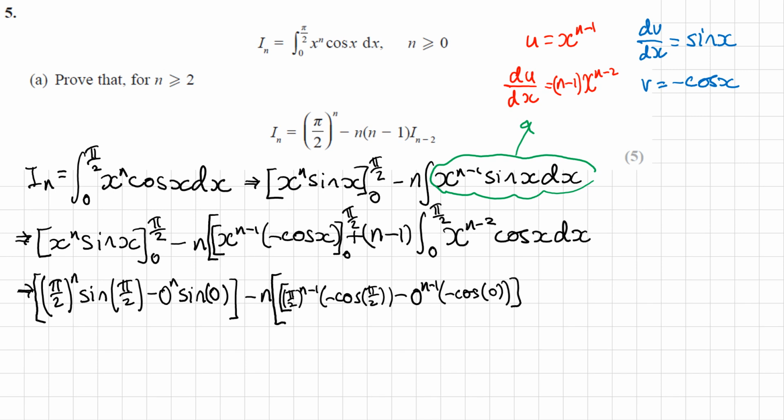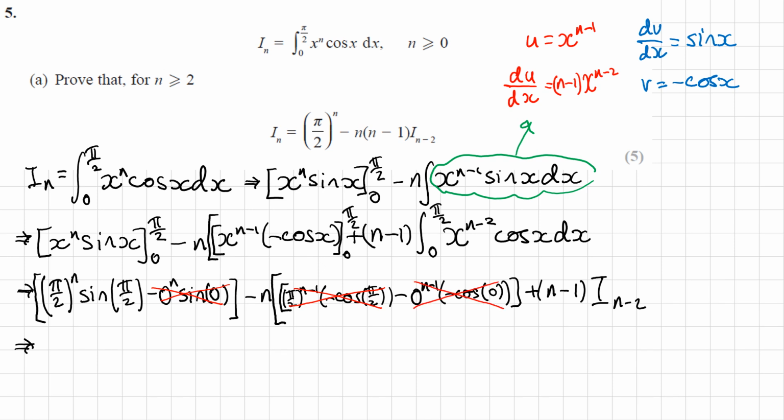So that's that first bit done, and then plus n minus 1, and then all of this part here can be changed to I sub n minus 2, because this bit is the same as what we started with, but instead of n we've got n minus 2. Okay, so for the things that are 0, well sine 0 is 0, so we can forget about all of that. Cos pi over 2 is 0, so we can forget about all of this, and all of this as well, because 0 to the power anything is going to be 0.